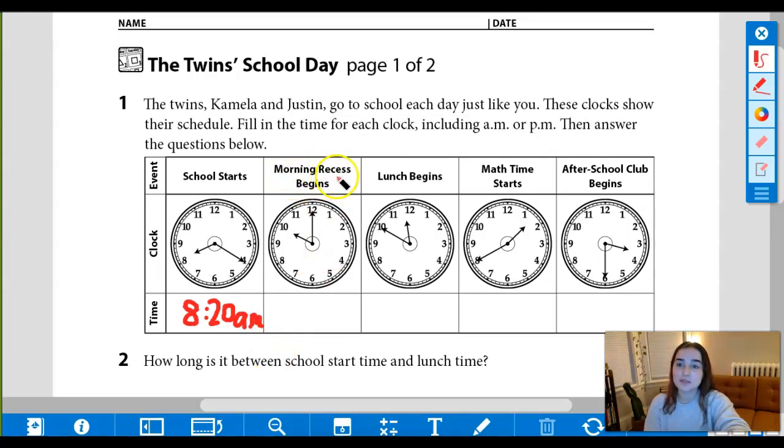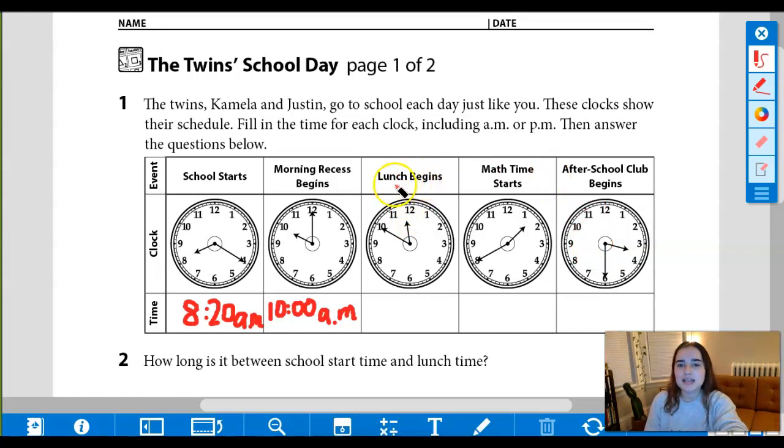Our second clock is when morning recess begins. Same thing goes here. This clock, it looks like it's in between, but we see that the larger hand is pointing at the 12, so we can say it's 10 o'clock. And we are still in AM. Okay, we'll do one more and then I want you to do the last two on your own.